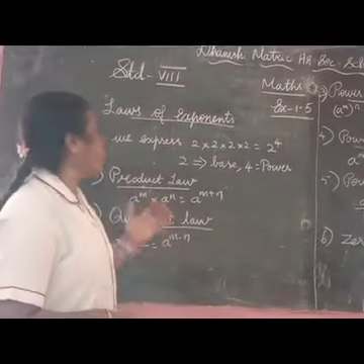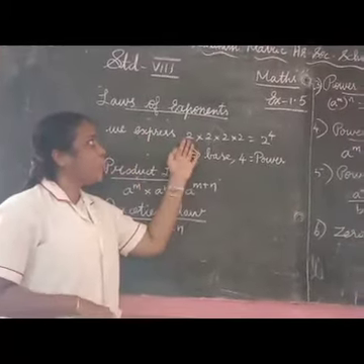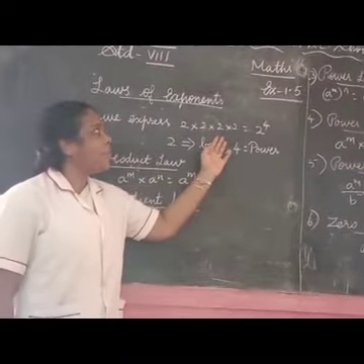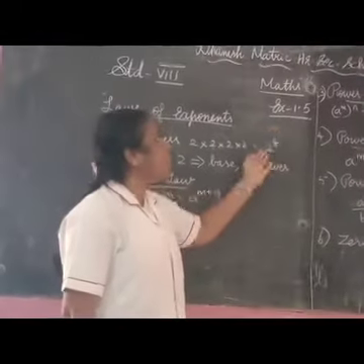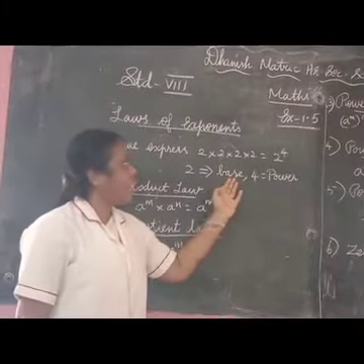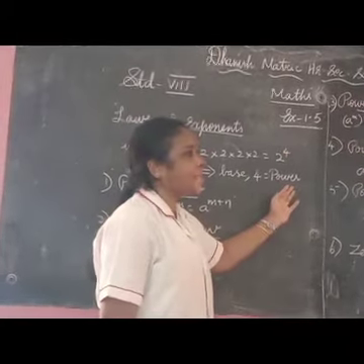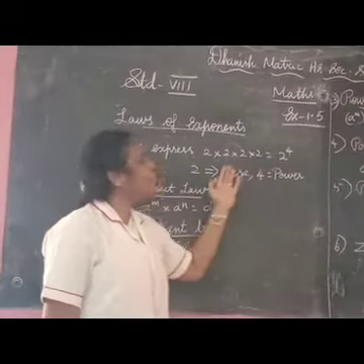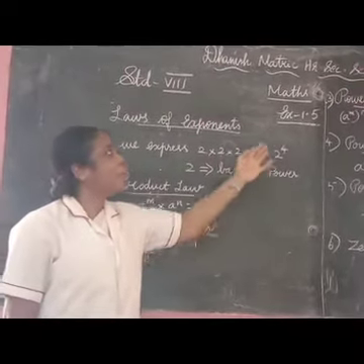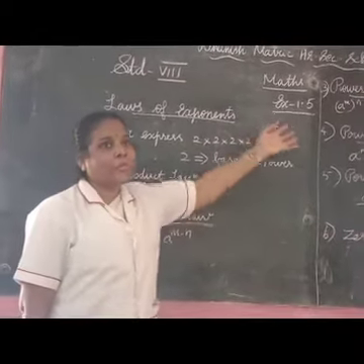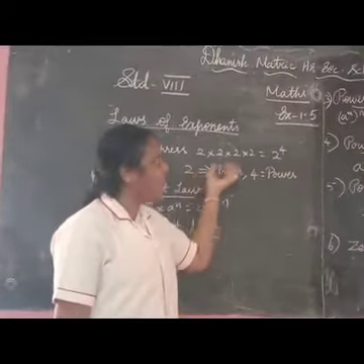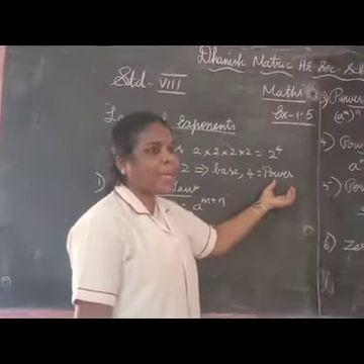If the number is more, for example, if you want to express 2 into 2 into 2 into 2, you have to multiply 4 times. Instead of that, we can write it like this: 2 power 4. Here this 2 we can read as base and 4 we can read as power. Have you understood? So instead of writing 2 into 2 into 2 ten times or twelve times, we can express it like this: 2 power 4 or 2 power 10, 2 power 12. So 2 is read as base and 4 you can say as power or index.